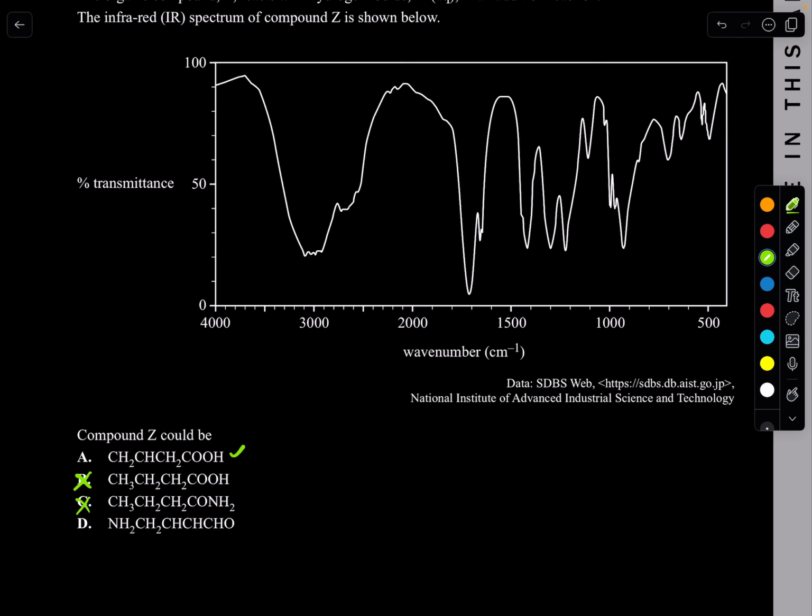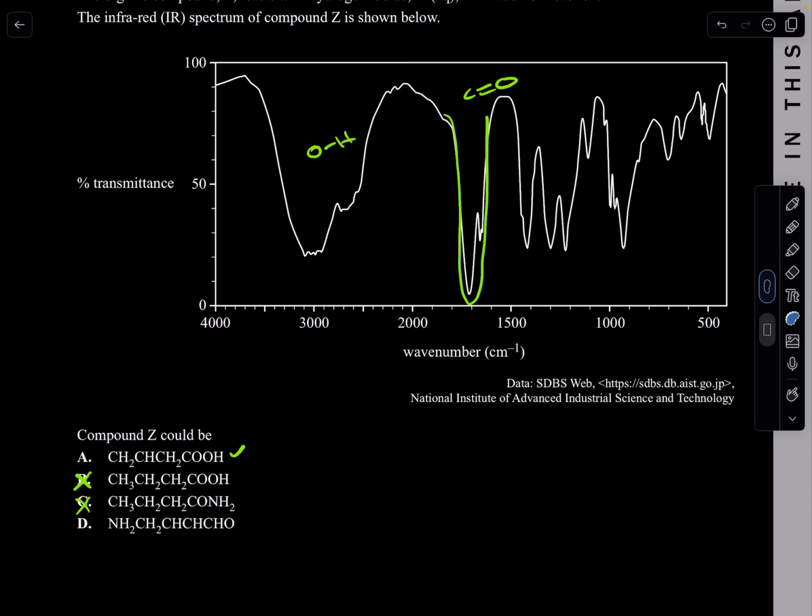By looking at the IR spectrum, we have this very broad, strong peak, which normally indicates an OH group. And we can also see this strong peak at around 1,700, which is likely a C double O. That's from my memory. I've done these questions a couple of times, so I've seen these figures quite a lot. So yeah, it looks like this.